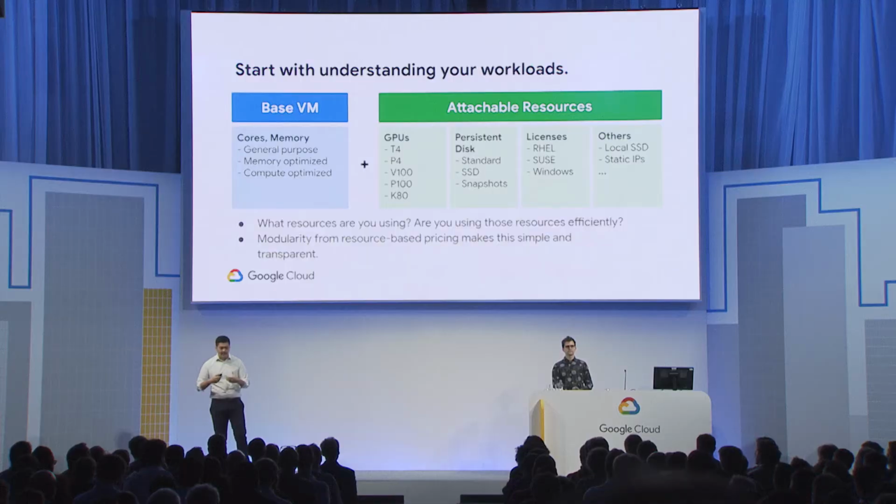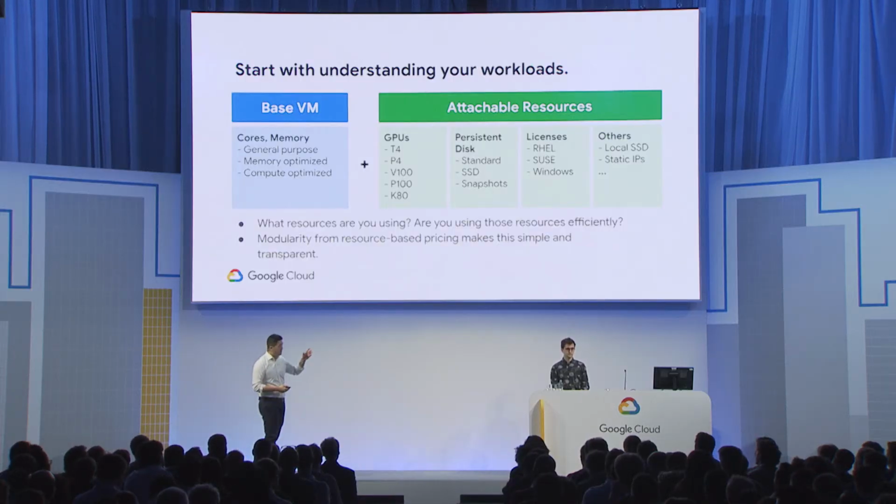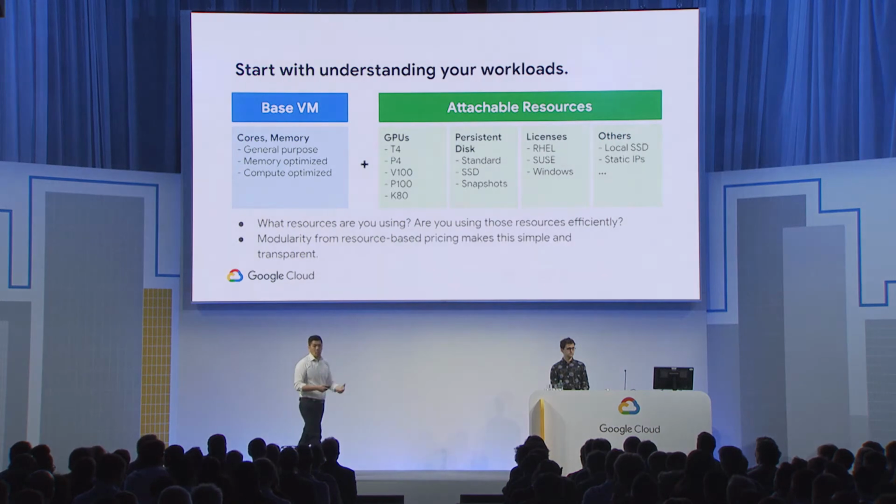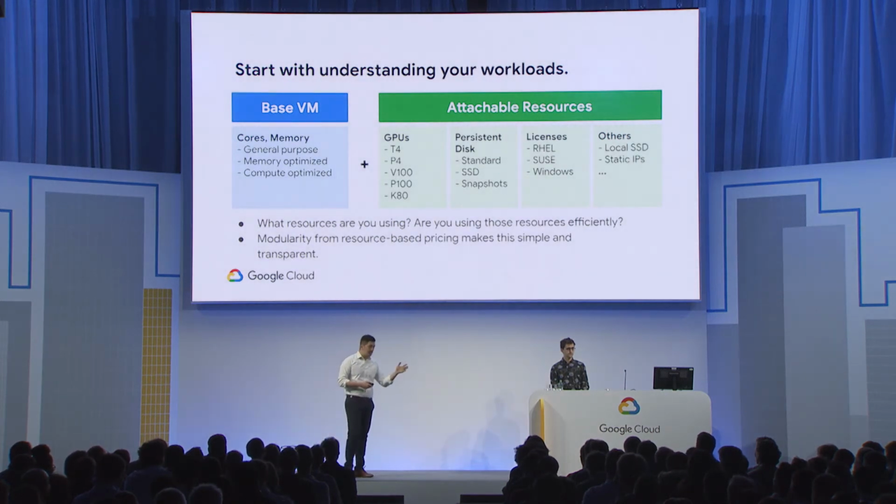And so understanding your costs is the first part of how you save money. And the way that we think about it is our costs, we have something that we call resource-based pricing. And so this means everything is modular, and you can imagine there's the base instance, that's your cores and memory, and underneath that you can select one of the different instance families that I spoke of earlier, and then you can attach resources to it. So accelerators, PD, licenses, other things like that.